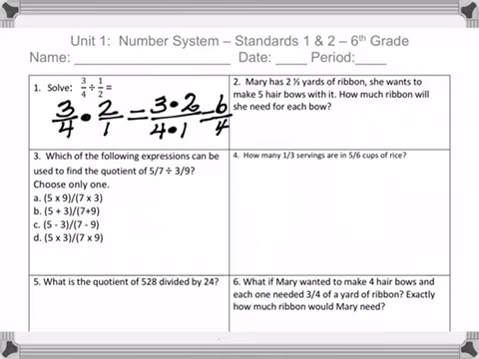I can change this 6/4 to a mixed number because it's an improper fraction by dividing 4 into 6. 4 will divide into 6 one time, with 2 left over 4. This can be reduced to be 1 1/2.